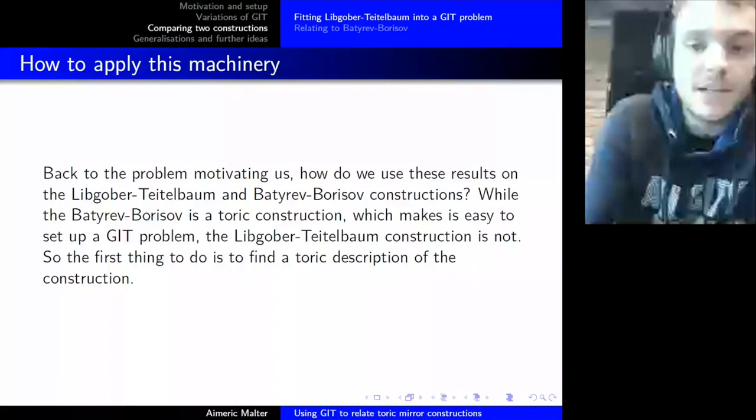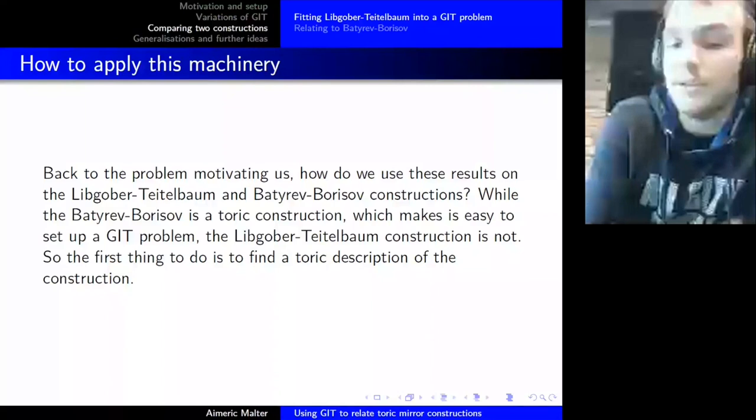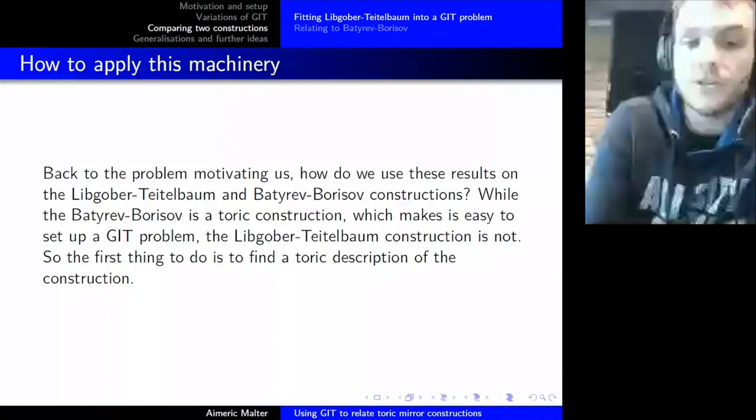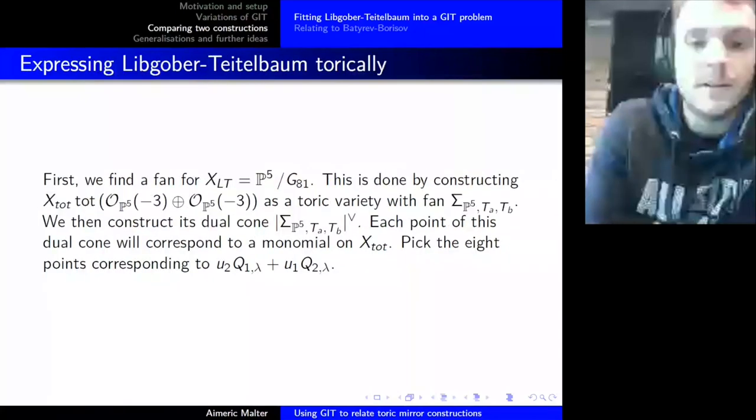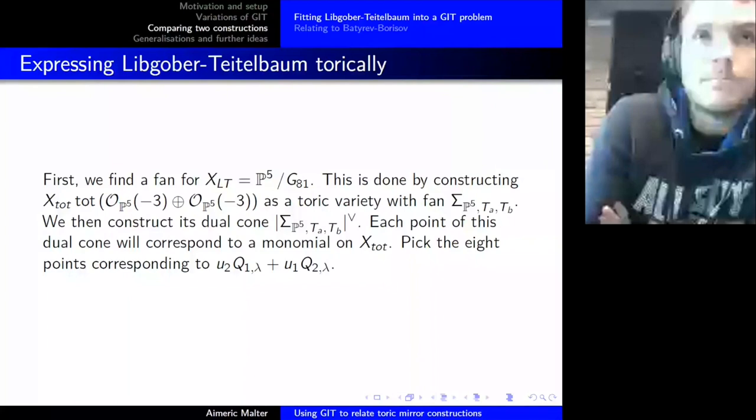It's quite clear that Batyrev-Borisov is toric, so it shouldn't be a problem to set up the GRT problem. It's a toric variety. We just take the secondary fan, everything's fine, we're happy. But Libgober-Teitelbaum did not give us a toric variety, they gave us a quotient. So the first thing to do is we need to translate this into toric geometry. So what we've done is we first found a fan for the variety where the complete intersection lives in, P5 quotiented by G81.